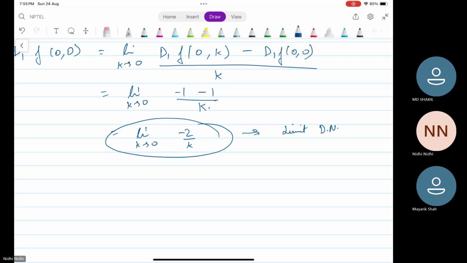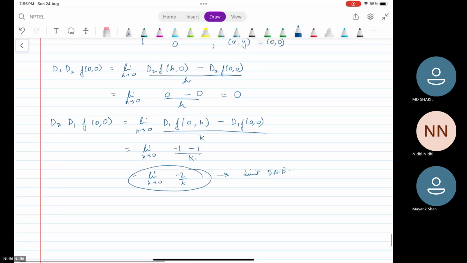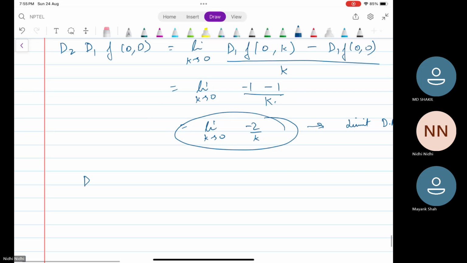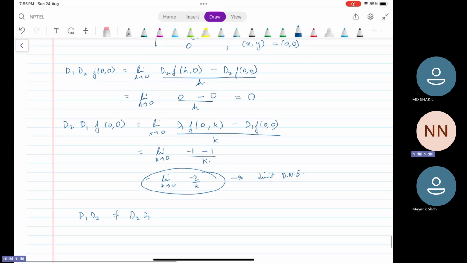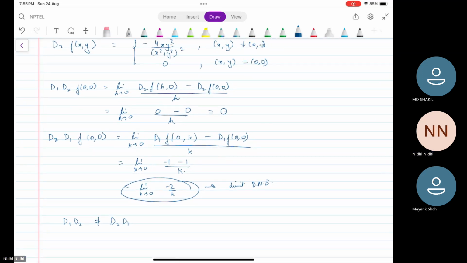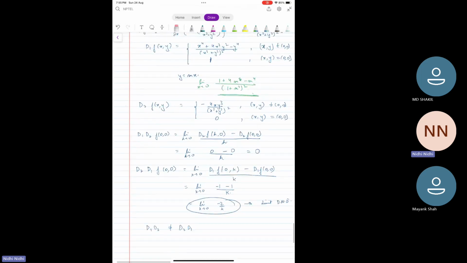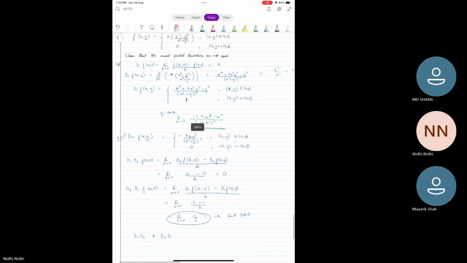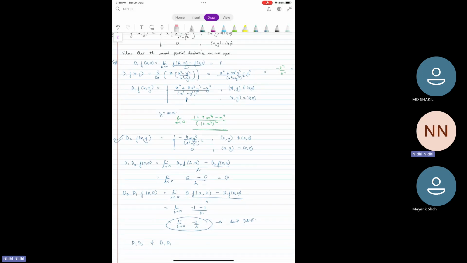Therefore, D1 D2 is not equal to D2 D1. In fact, D2 D1 is not even well defined. So please evaluate this yourself. If you have any doubt in today's lecture, you can ask.